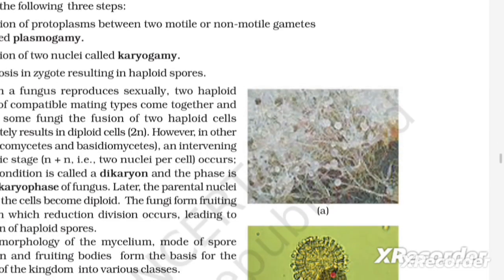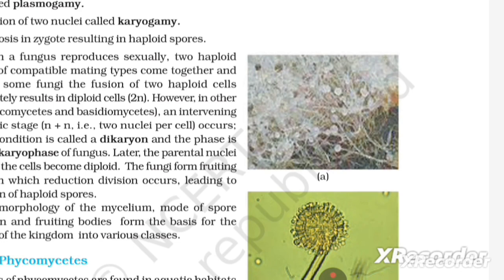When a fungus reproduces sexually, two haploid hyphae of compatible mating type come together and fuse. In some fungi, the fusion of two haploid cells immediately results in a diploid cell, that is 2n. However, in other fungi, Ascomycetes and Basidiomycetes, an intervening dikaryotic stage, n plus n, that is two nuclei per cell, occurs. Such a condition is called a dikaryon and the phase is called the dikaryophase of the fungus. Later the parental nuclei fuse and the cell becomes diploid.